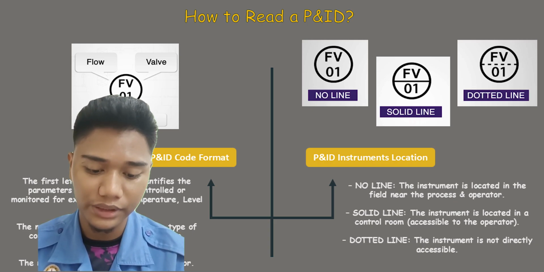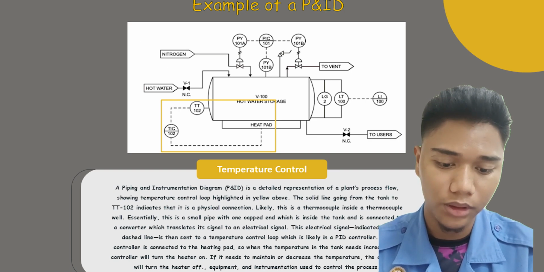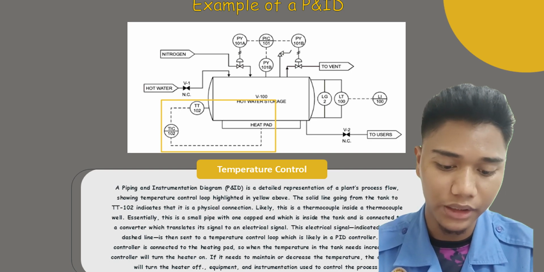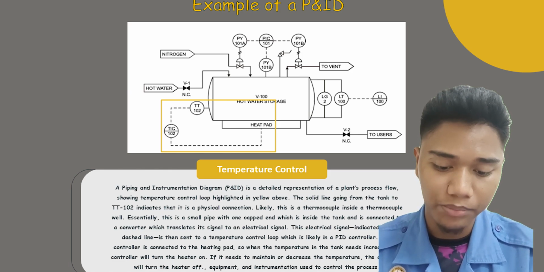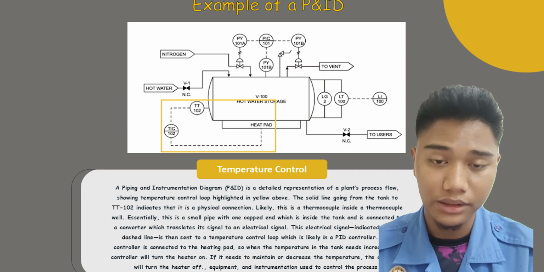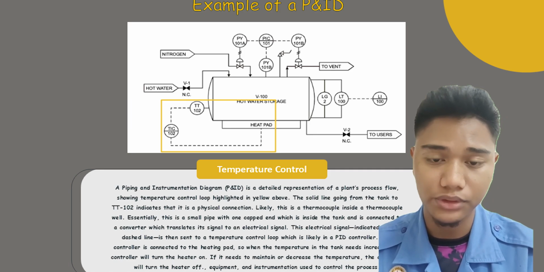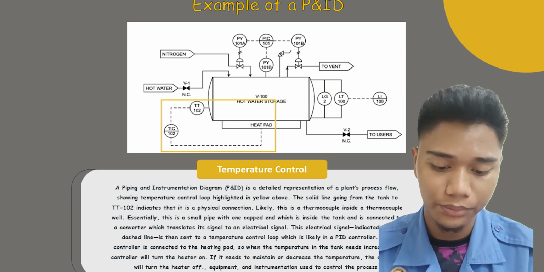Let's go for the next slide. In the next slide, we will talk about an example of a PNID. We have a temperature control piping and instrumentation diagram. A PNID is a detailed representation of a plant process flow, showing the temperature control loop highlighted in the yellow above.